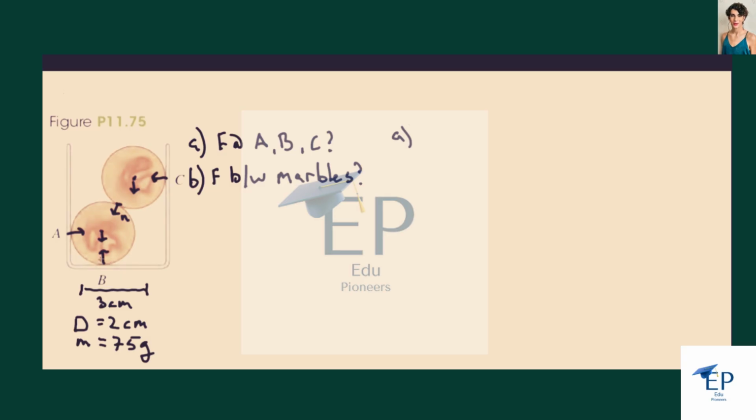First, for point B, we know that all of the vertical forces have to cancel. So FB is just going to equal 2 times the weight of each marble, because there are 2 marbles pressing downward. This is 1.47 newtons.